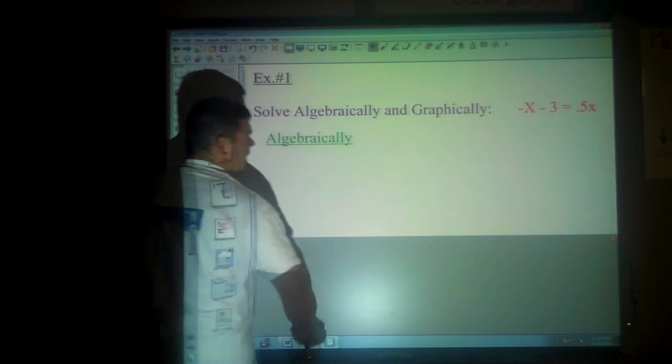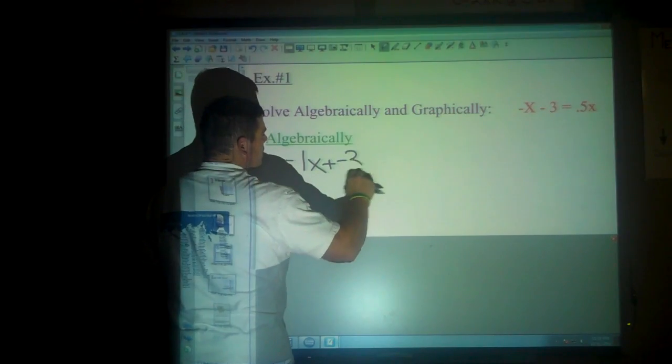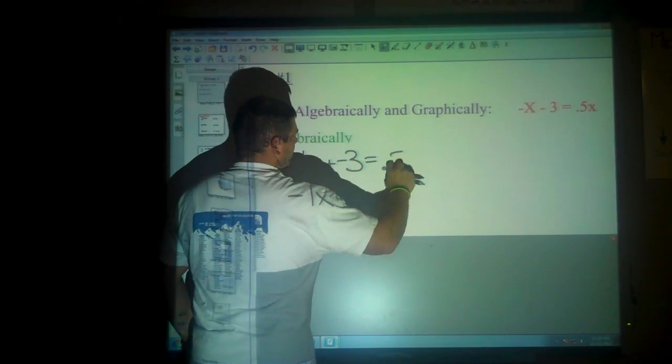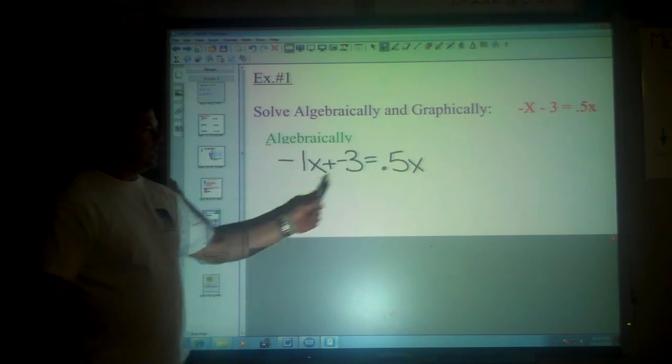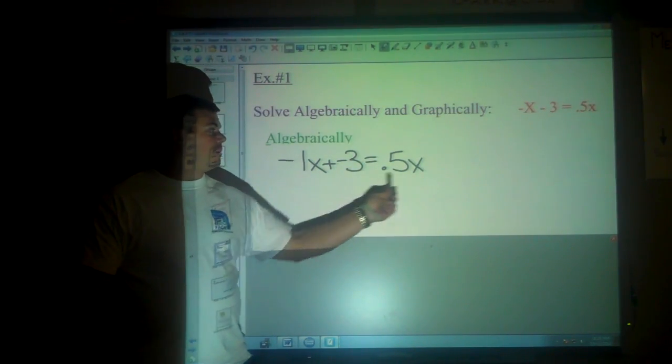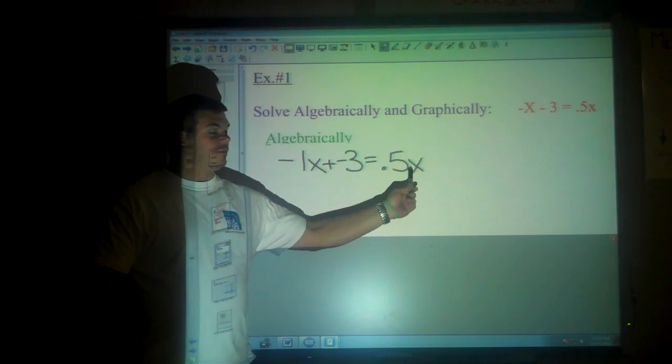So I'll go ahead and write that as negative 1x plus negative 3 is equal to 0.5x. Now you can certainly play the shuffling game as it is. It does have a decimal, so you can multiply everything by 10, and you would move this over and make it 10, this over and make it 30, and this over and make it 5x.